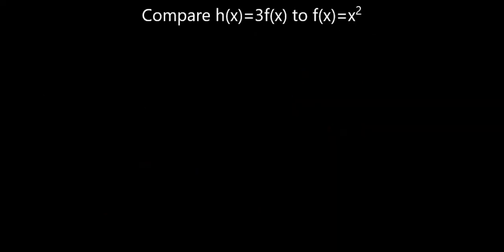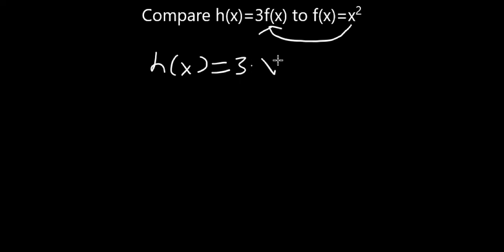Now let's look at comparing h of x equals 3 times f of x to f of x equals x squared. Let's just try substituting in f of x. If f of x equals x squared, then I can just put that into f of x and substitute, which would mean that h of x is equal to 3 times x squared. If we were to draw a graph, our red parabola of x squared would look something like this. It doesn't have to be exact, I'm just trying to make a point here.